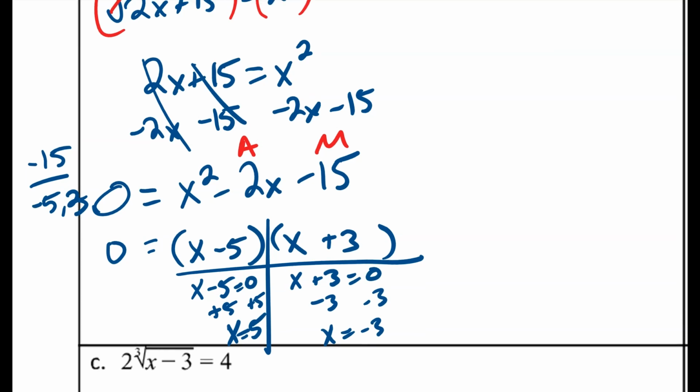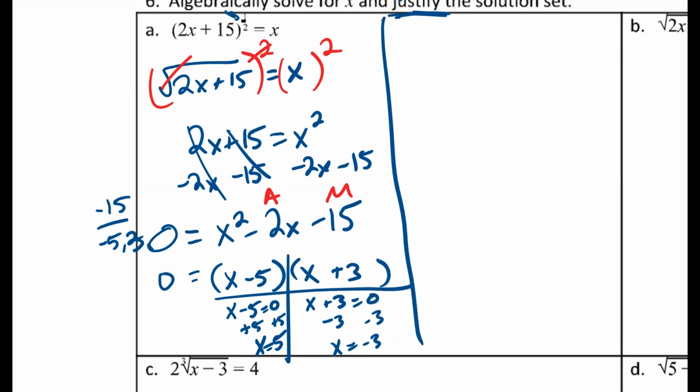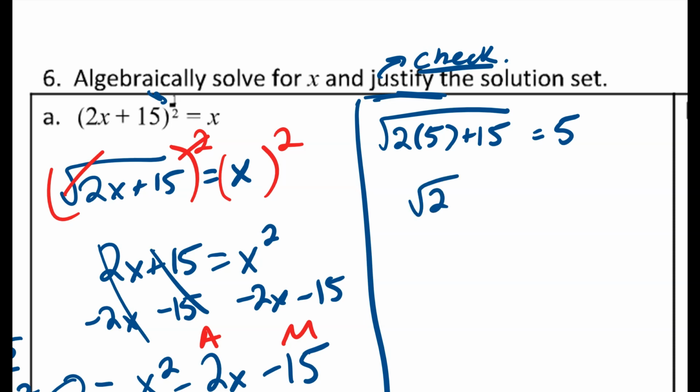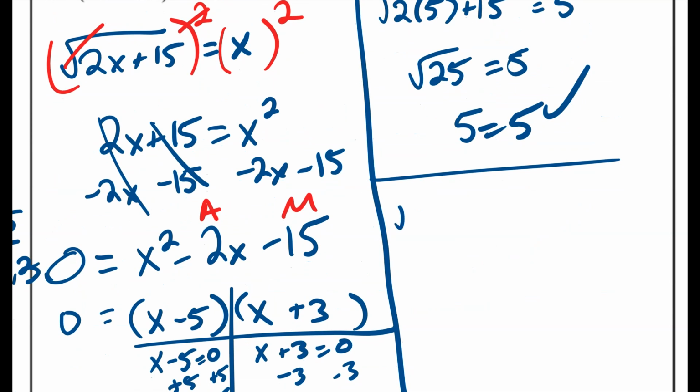But remember, it said to justify the solution set, so just to make sure, I'm going to plug this back into the original equation to make sure it works. So when I plug back in 5, my equation looks something like this. 2 times 5 is 10, plus 15 is 25, and radical 25 is just 5. So that one checks out. But when I try to plug in negative 3, something a little weird happens.